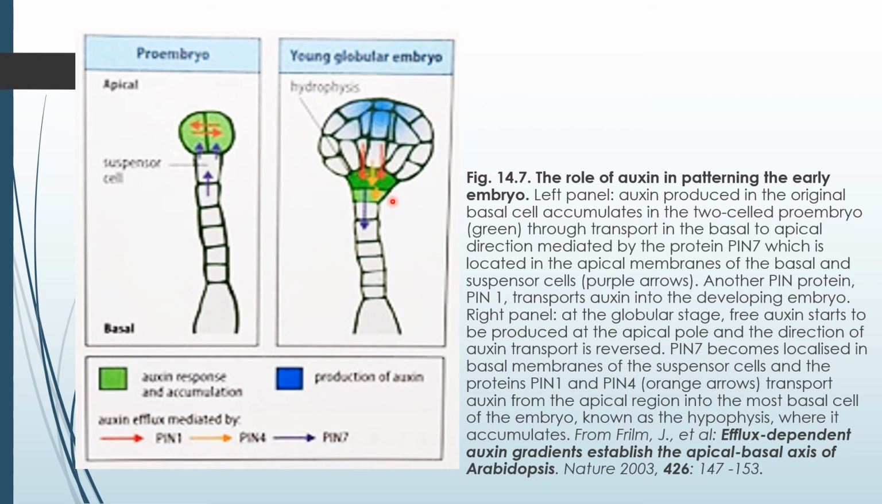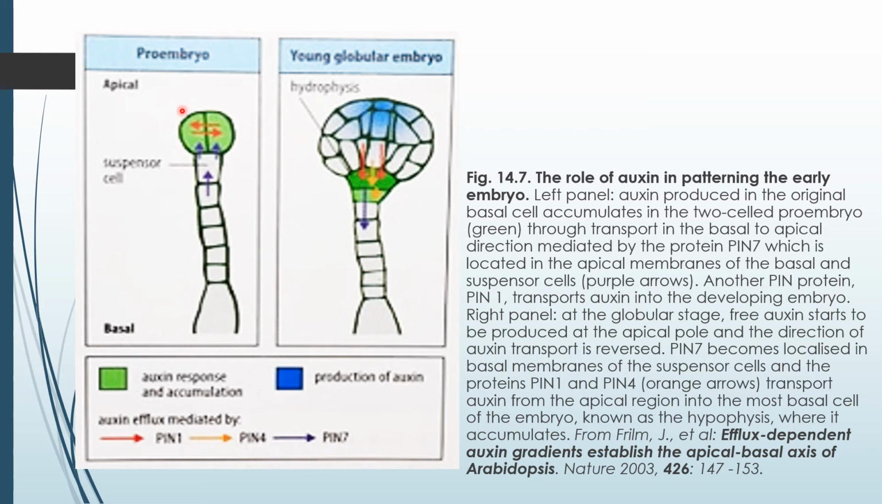So in the right panel at the globular stage, free auxin starts to be produced at the apical pole, and then the direction of the auxin transport is reversed. So in the pro-embryo, the concentration of the auxin is found in the apical end. In the young globular embryo, the more developed type of embryo, the direction reverses. So, coming from the apical end, it goes down to the lower end. Okay? So, you have there, in the basal membranes, the proteins PIN1 and PIN4. So, that transports auxin from the apical region into the most basal cell of the embryo, known as the hypophysis, where it accumulates. Okay? So, naintindihan ba?